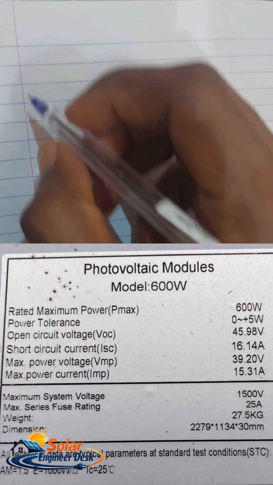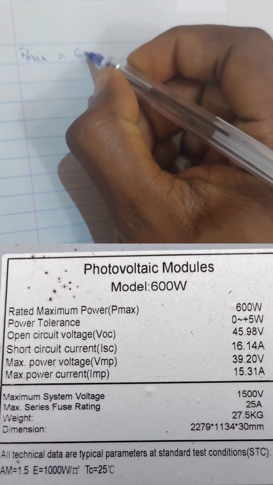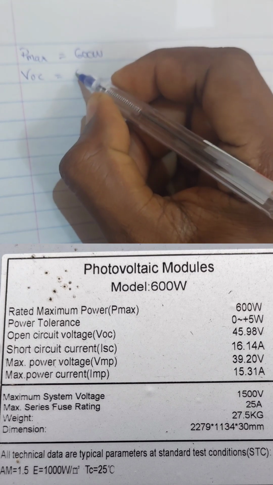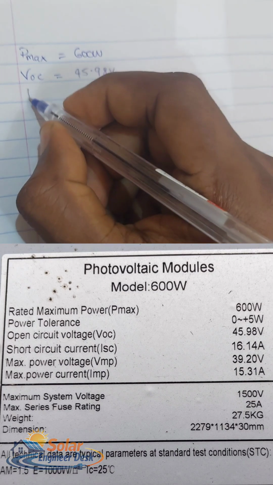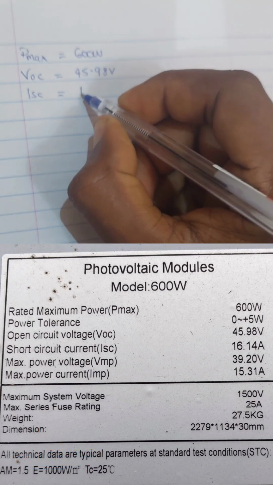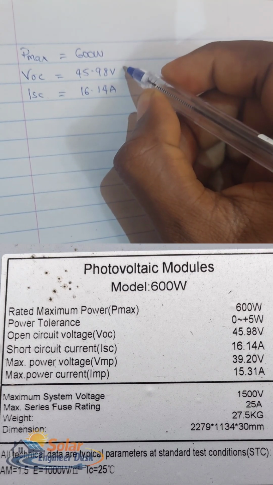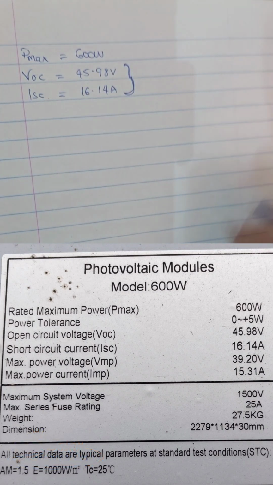So we are going to use a data sheet from this 600 watt panel, with the P max of the 600 watt panel being 600 watts. We have the VOC to be 45.98 volts. We have the ISC to be 16.14 amps. So if you multiply these two together, you'll be getting 600 watts plus.